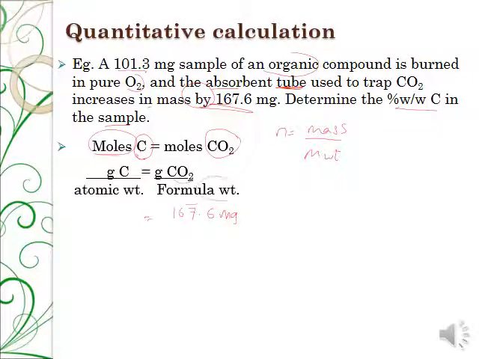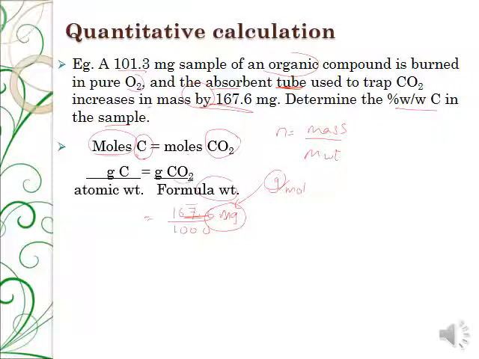Because normally formula weight is represented as gram per mole, the unit won't be the same. So we have to change this into gram first, so that we get similar units. Divide by 1000, because 1000 milligram is equivalent to 1 gram.